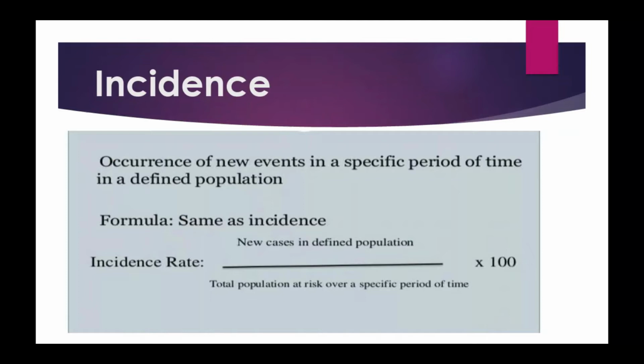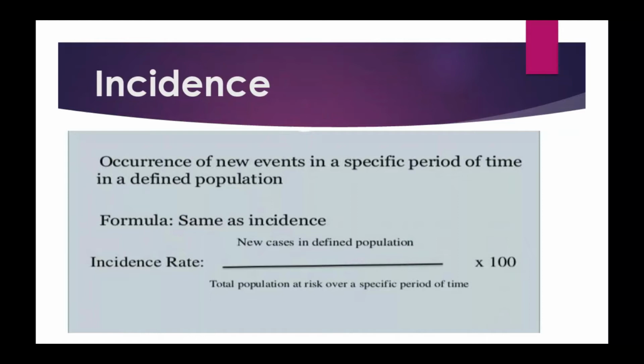There is a formula with which we can calculate the incidence rate: the new cases in a defined population in a specific time period, divided by the total population at risk over a specific period of time, multiplied by 100. By this formula we can calculate the incidence rate.